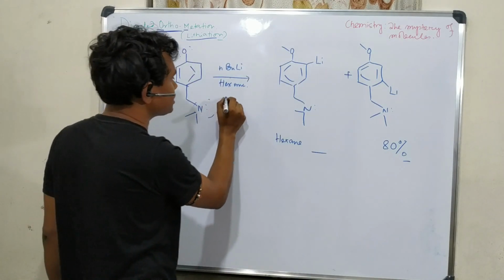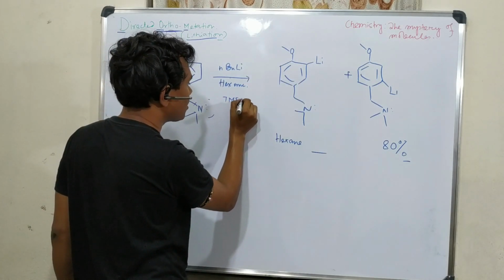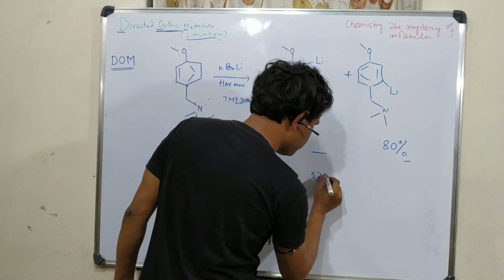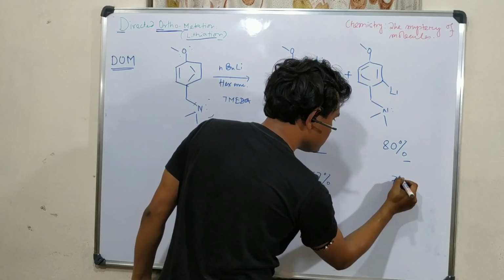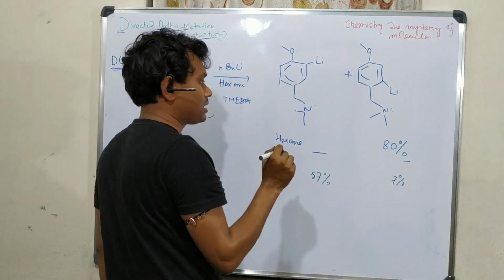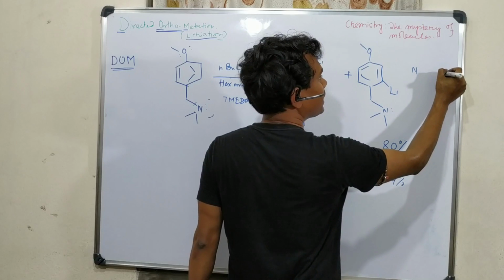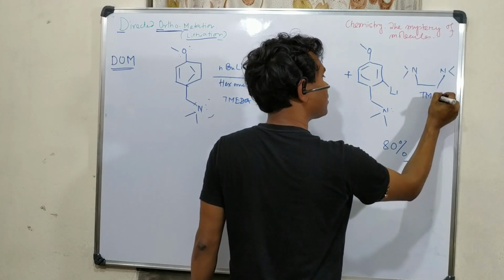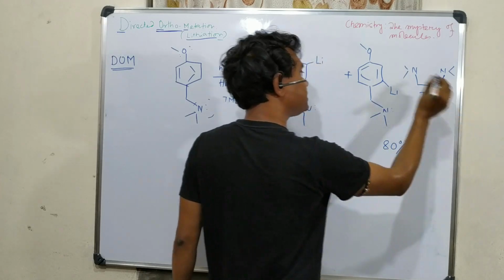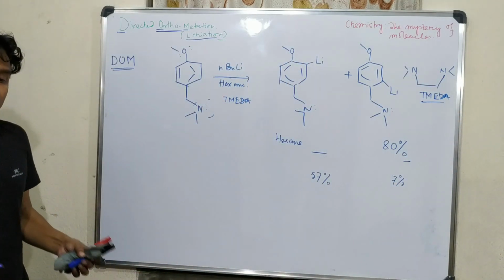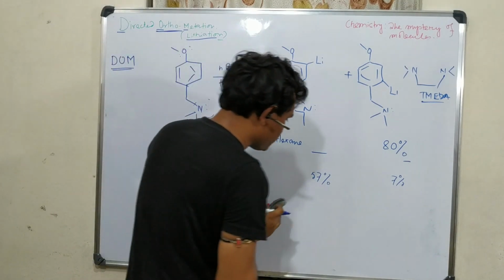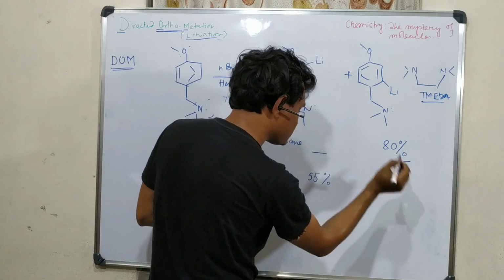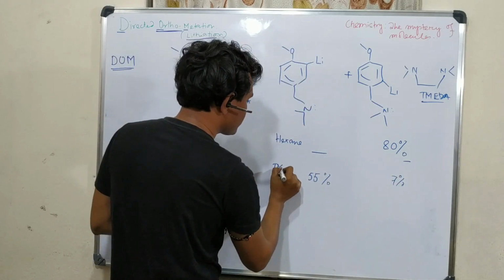But if we perform this reaction in the presence of TMEDA, what does it produce? Around 57% of this and 7% of this. So for your understanding, I will write the structure of TMEDA again. This is TMEDA. You look at it here, it will help you to remember. Sorry, it is not 57, it is around 55. So 55 and 7.